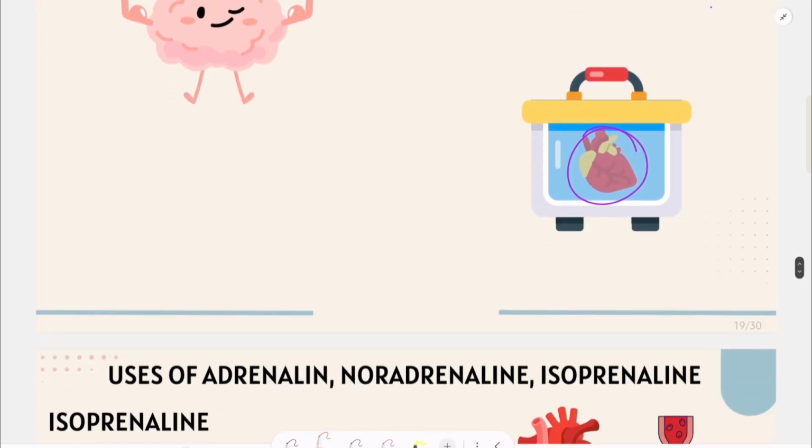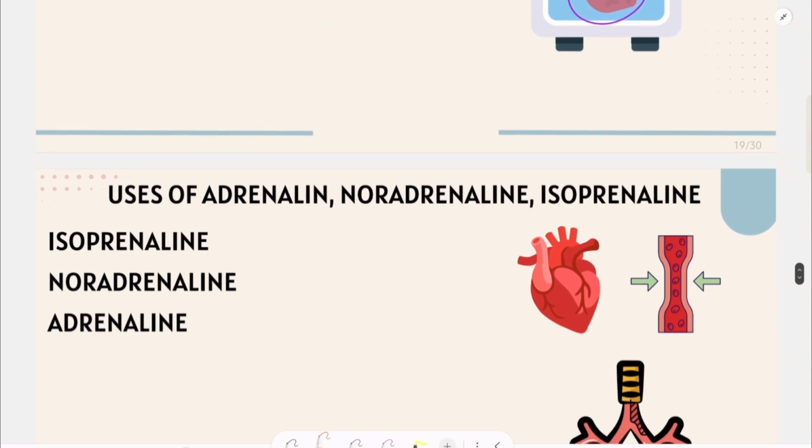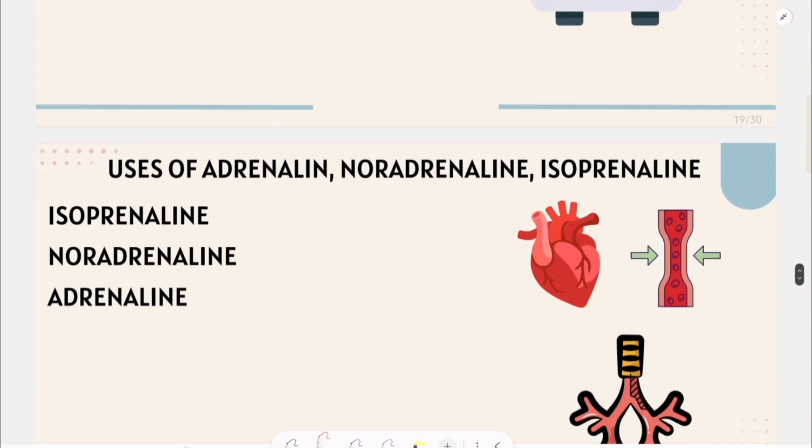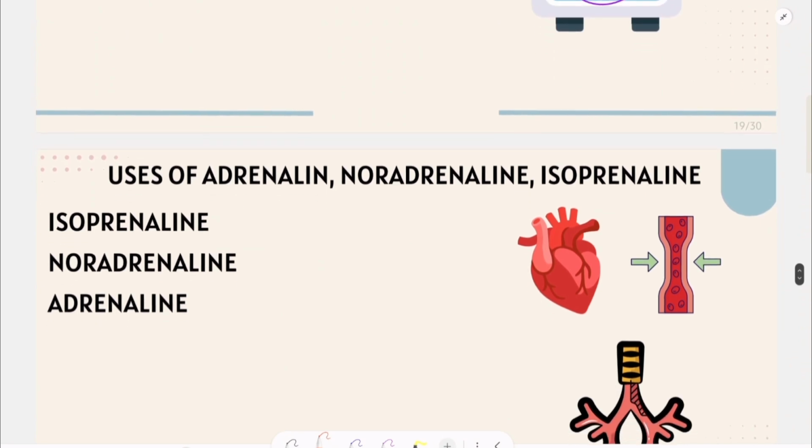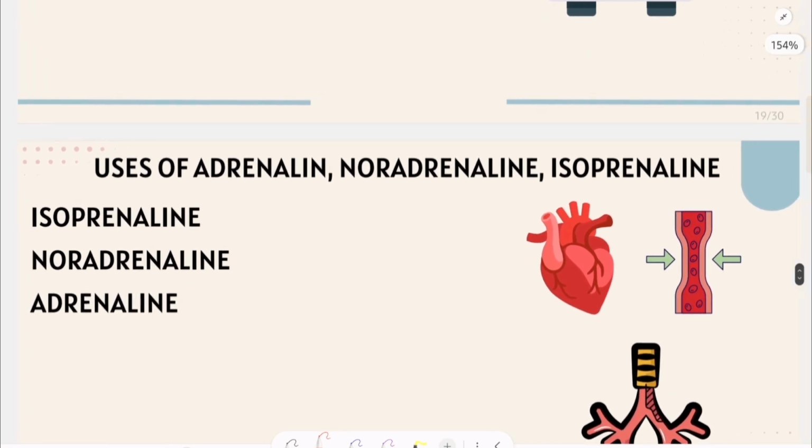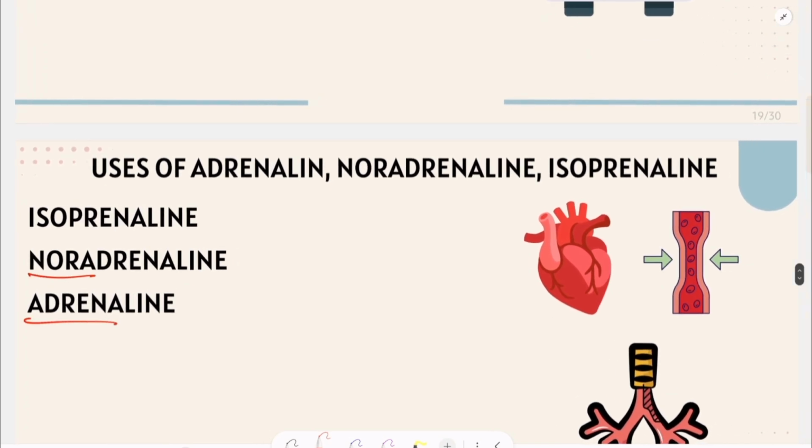Now we can discuss the effect of these drugs. And again, they are very easy to remember. From the receptor, you can remember the uses. So we have adrenaline, noradrenaline, and isoprenaline. Isoprenaline stimulates the beta 1 receptor, which is present on the heart. So isoprenaline is used for stimulation of the heart in congestive cardiac failure.